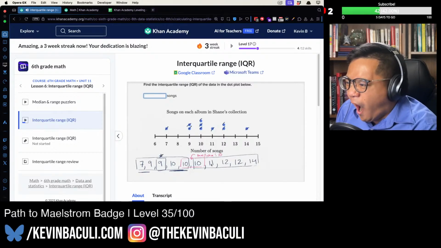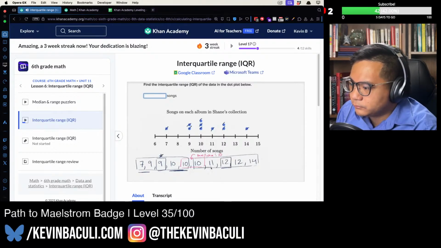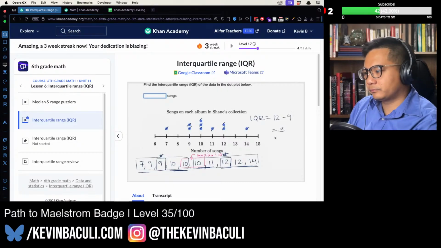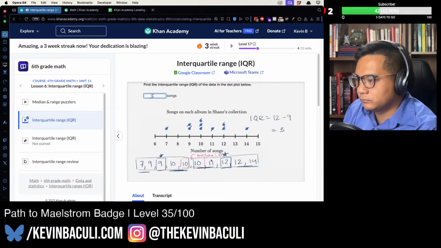In the middle of the second half, I have 1, 2, 3, 4, 5 numbers, and this 12 is right in the middle. You have 2 to the left and 2 to the right. So the median of the second half is 12. Interquartile range is just going to be the median of the second half, 12, minus the median of the first half, 9, which is going to be equal to 3. So if I was doing this on the actual exercise, I would fill out a 3 right over there.